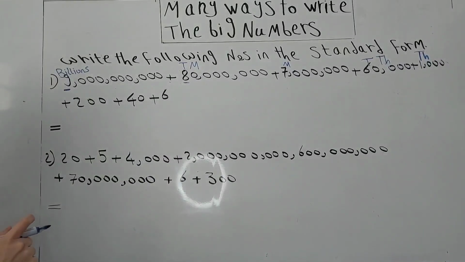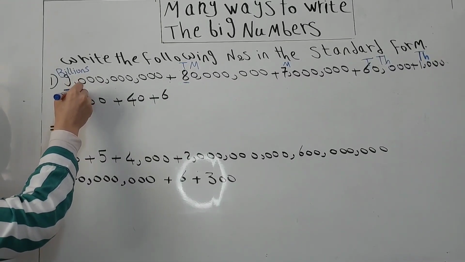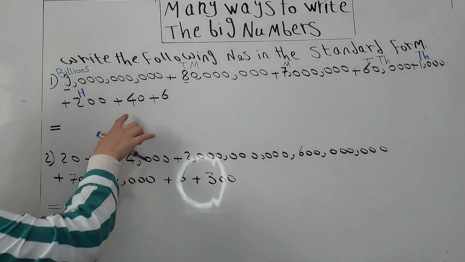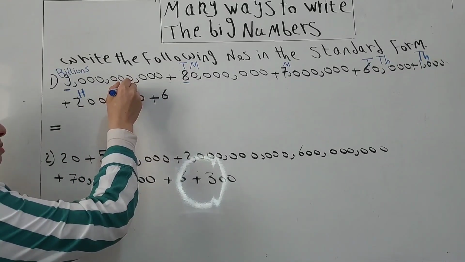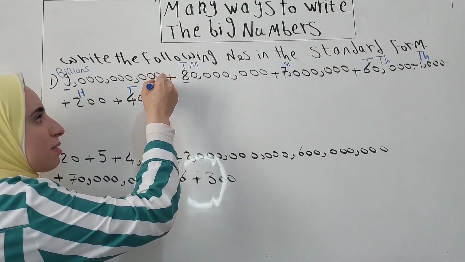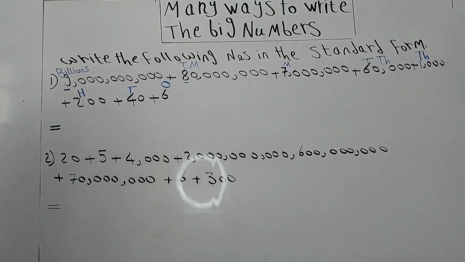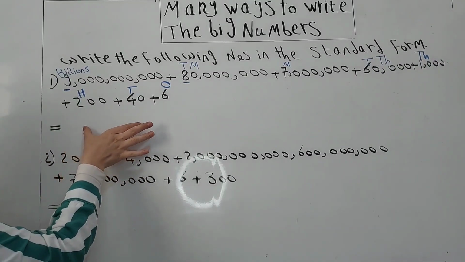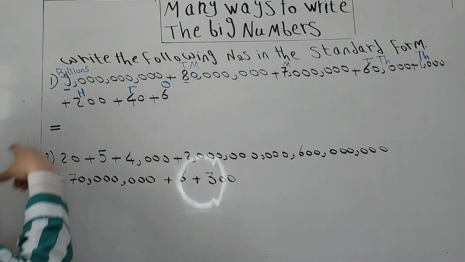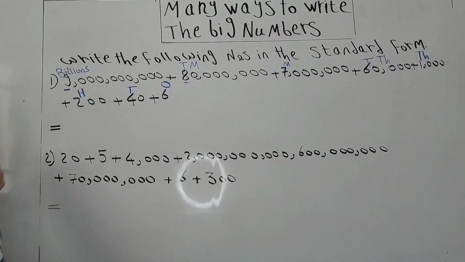Now, the digit 2 is in the hundreds place, because it has 2 zeros. And the digit 4 is in the tens place, because it has 1 zero. And the digit 6 is in the ones place. Now, we start from the left and write the digit in the highest place. The digit 9 is in the highest place.